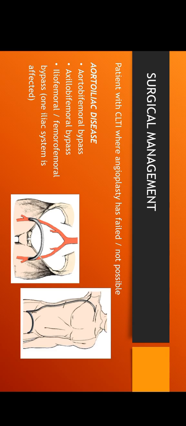Aortoiliac disease is usually treated with aortobifemoral bypass, but it has high perioperative mortality and systemic morbidity. Patients unfit for aortobifemoral bypass can be treated with axillobifemoral bypass. Here the graft is placed in a subcutaneous plane. Iliofemoral bypass or femorofemoral bypass can be done if only one iliac system is affected.